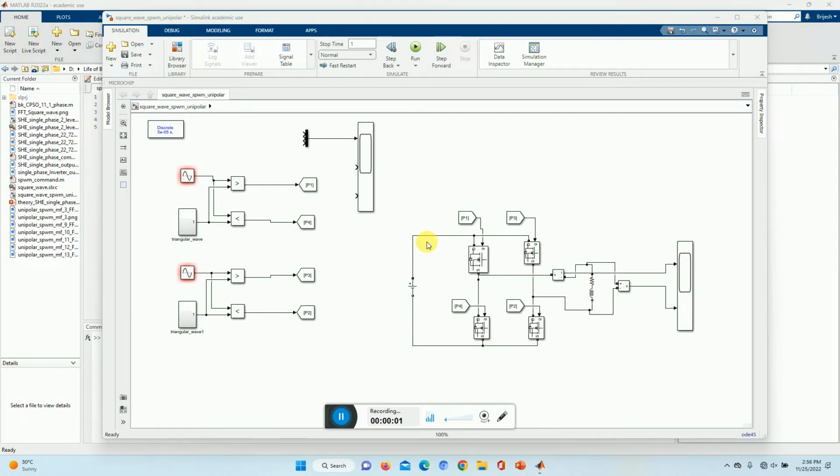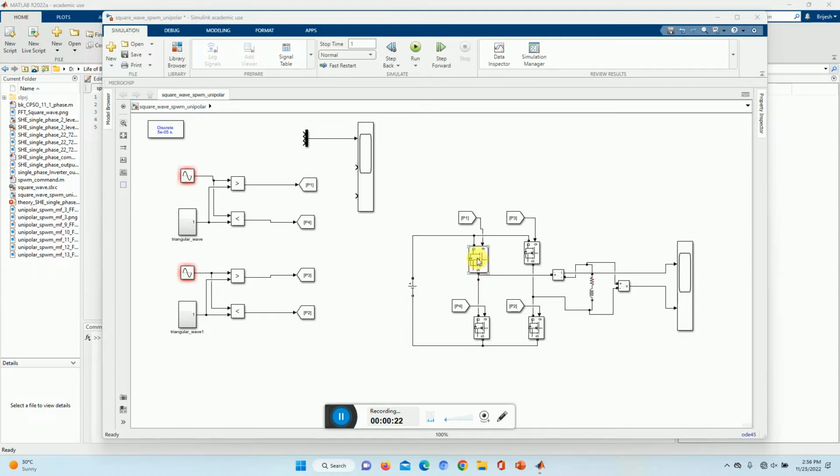This is a simulation of a single phase inverter using sinusoidal pulse width modulation, and the unipolar switching technique is used. Here we are going to have the simulation run and we will see how this is working.